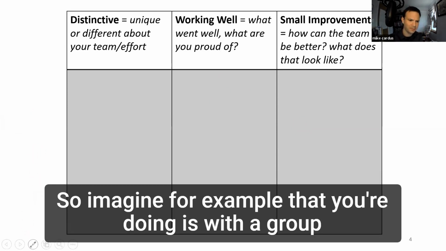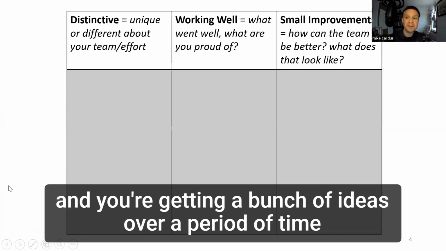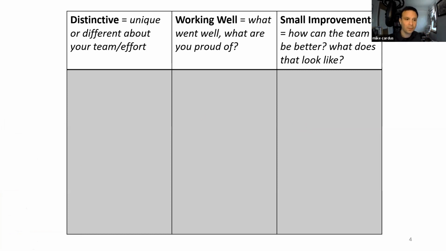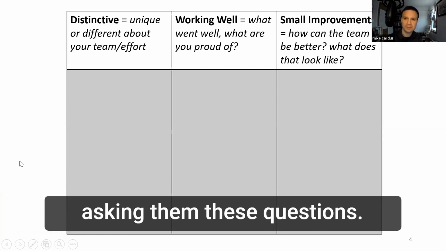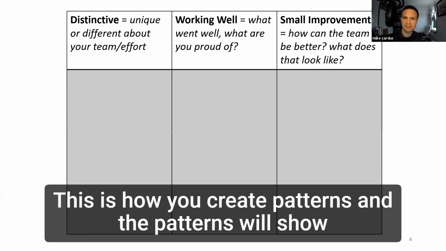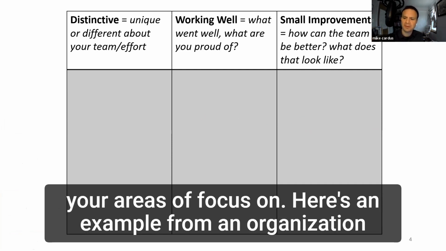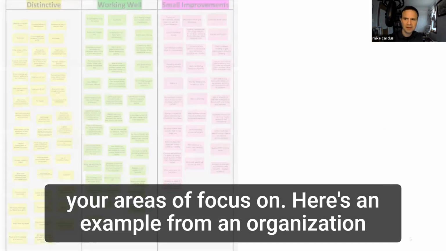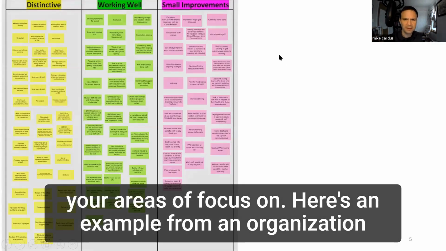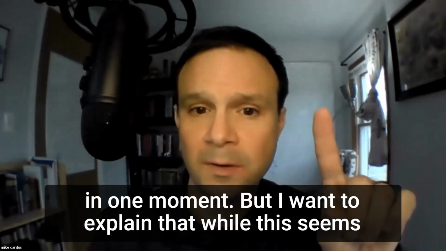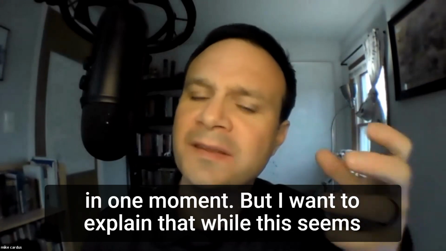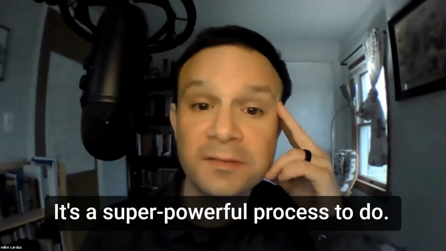So imagine, for example, that you're doing this with a group and you're gathering a bunch of ideas over a period of time. Or you're pulling your team together and you're consistently asking them these questions. This is how you create patterns, and the patterns will show you areas of focus. Here's an example from an organization that I did. I'm going to leave this screen and go to a second screen in one moment. But I want to explain that while this seems relatively simple, it's a super powerful process to do.